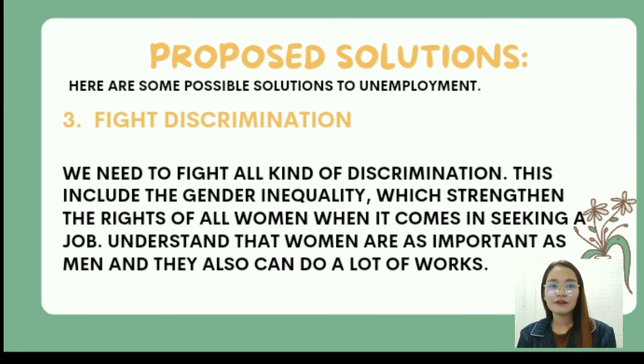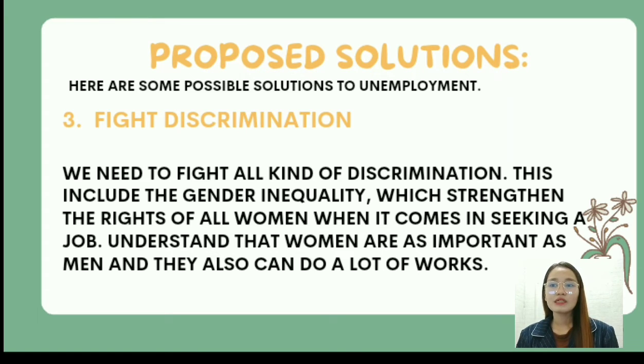Third is to fight discrimination. We need to fight all kinds of discrimination. This includes gender inequality, which strengthens the rights of all women when it comes to seeking a job. Understand that women are as important as men and they also can do a lot of work.